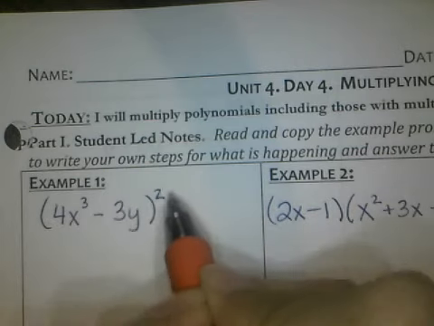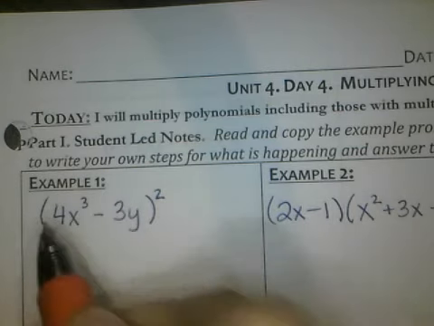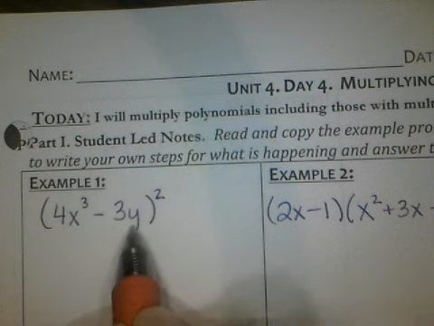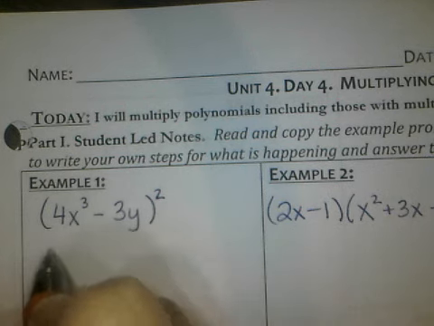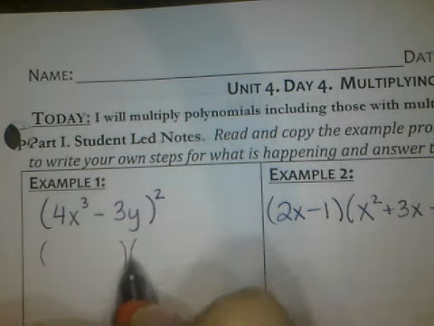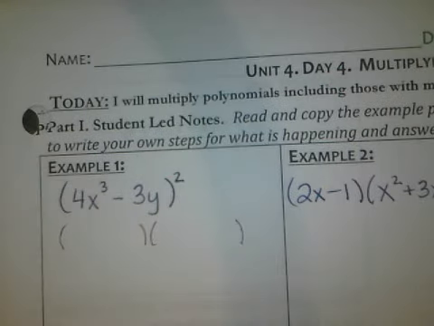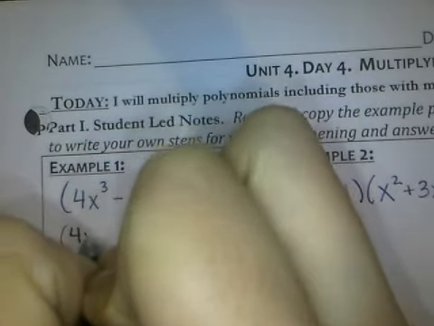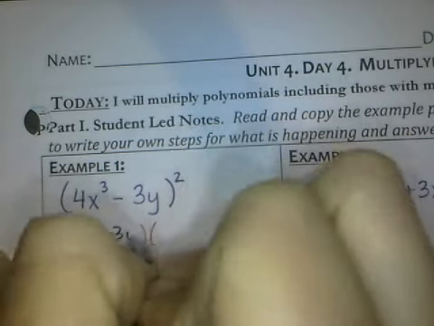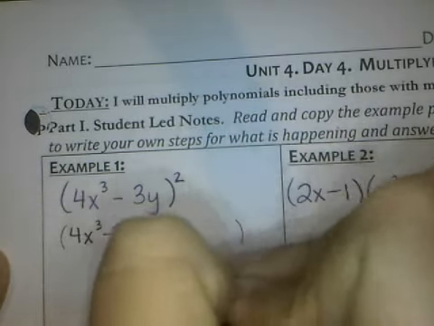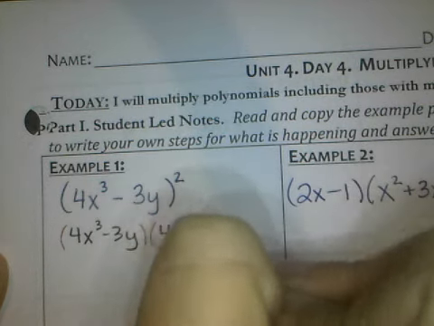Actually, what that 2 outside means is you're taking this piece in parentheses, which is a binomial, 2 terms, and you're multiplying it times itself, which means that we can rewrite this problem to look like 2 binomials multiplied together. In this case, it would be 4x cubed minus 3y times 4x cubed minus 3y.